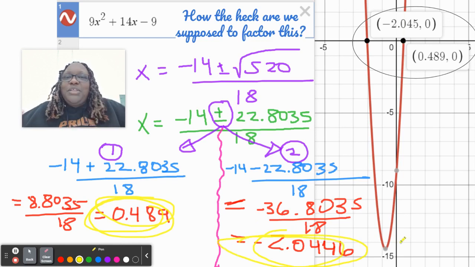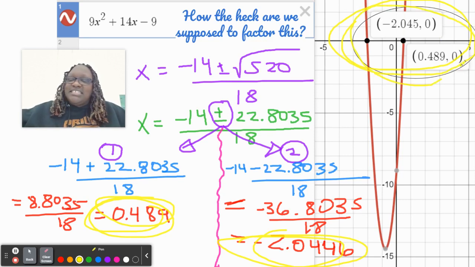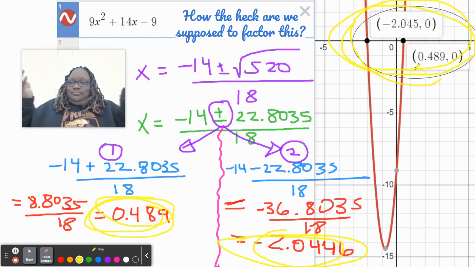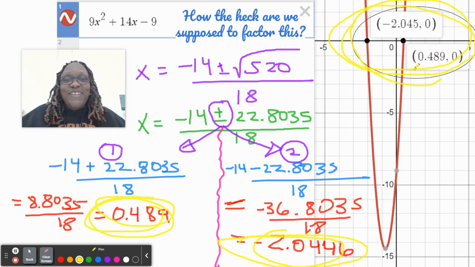Now, what do you notice about these answers? Well, they match. I already found the answers earlier. I already graphed this just to see what would happen. And these answers match. Negative 2.045, if I were to round this, that's what it will be. And then 0.489. I mean, yeah, we did it. We found the decimal approximations of the answers.